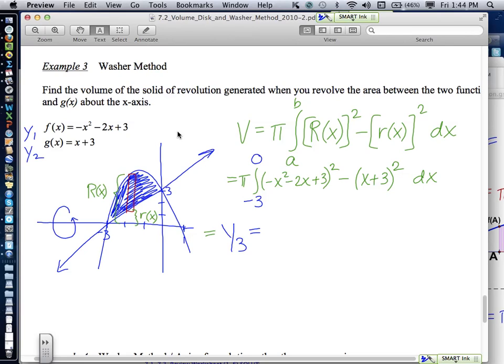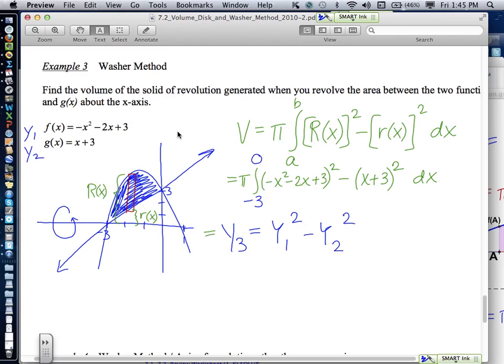Or if you want to enter it in using the vars notation that you find in your calculator, you can do vars, y vars function, and then choose y1. Vars, y vars function, choose y2. And then you can just square the y1 or square the y2. Whatever you have to do, you're going to put that into your calculator. So it's going to be like y1 squared minus y2 squared. And you can use the y variables, or you can just type the whole thing. I don't care how you do it.